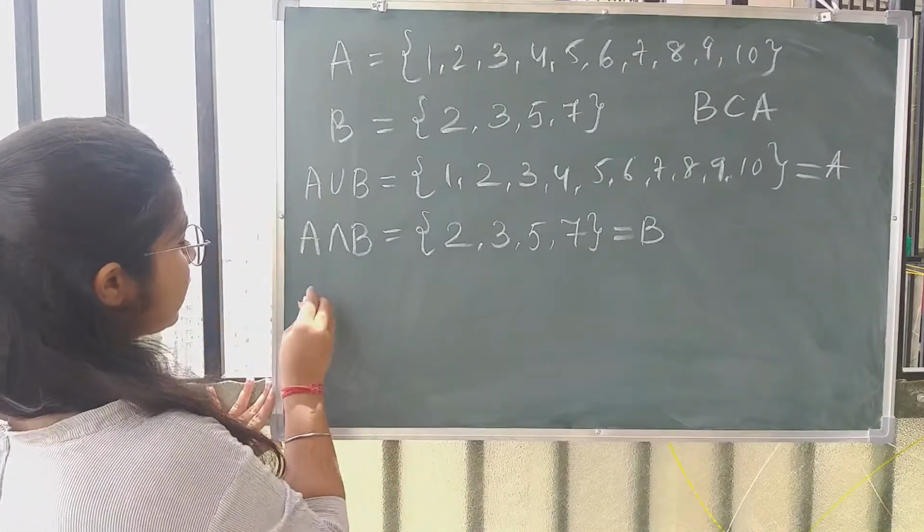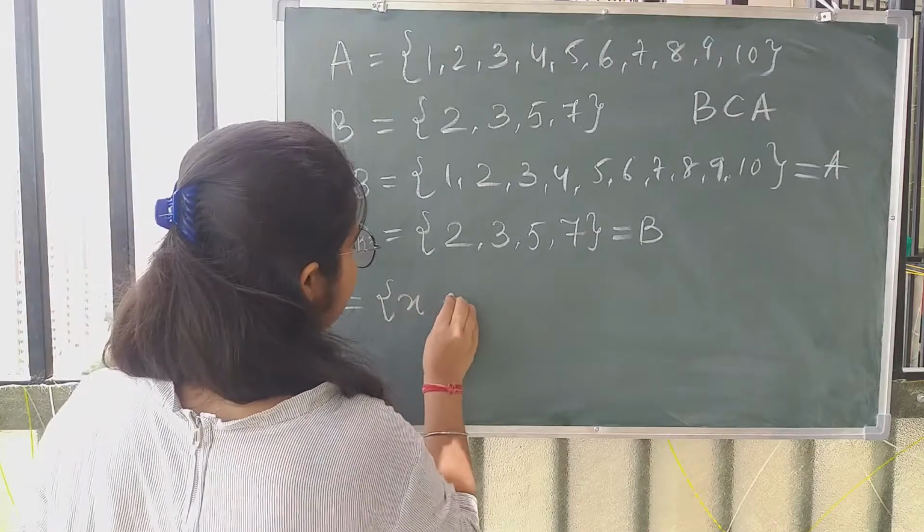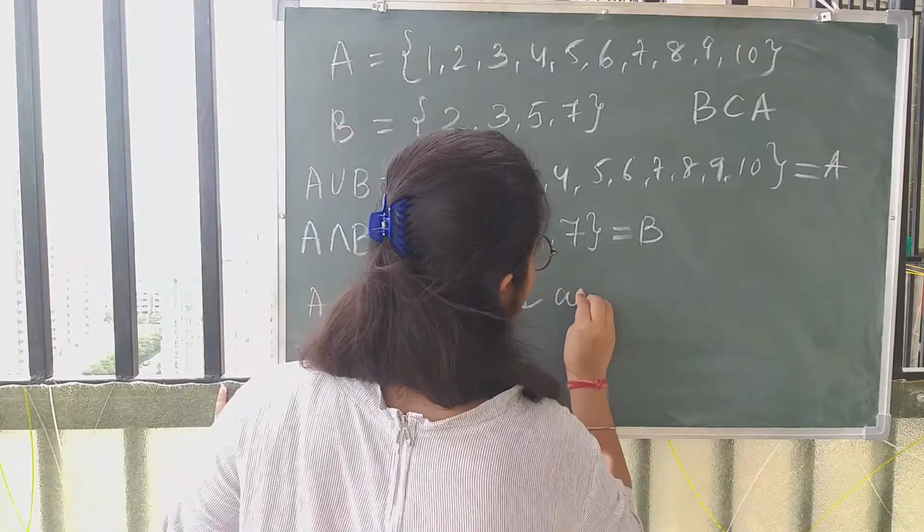Now suppose you have a set A which consists of all the elements x such that x is a prime number.